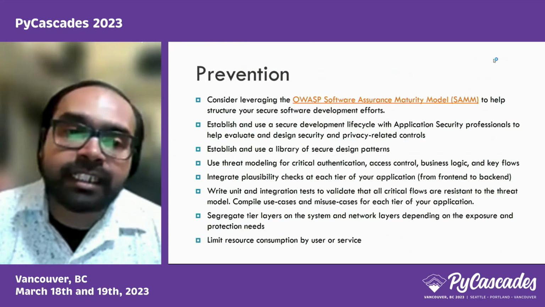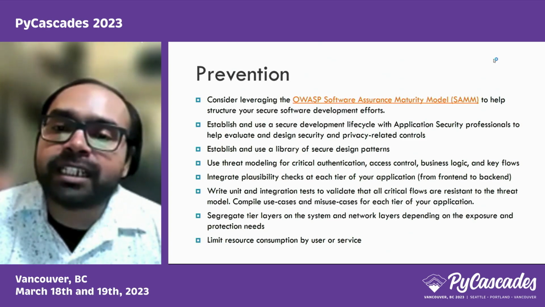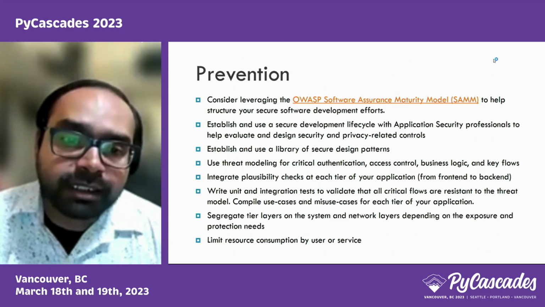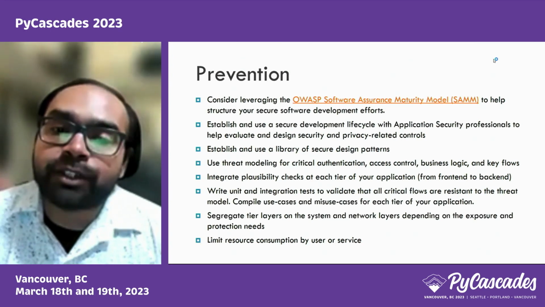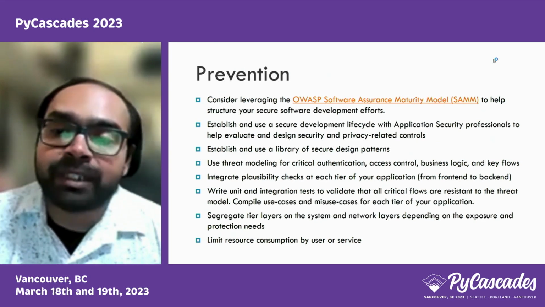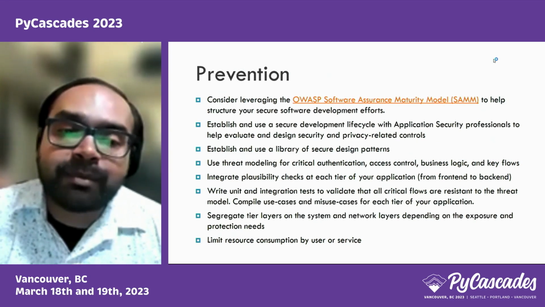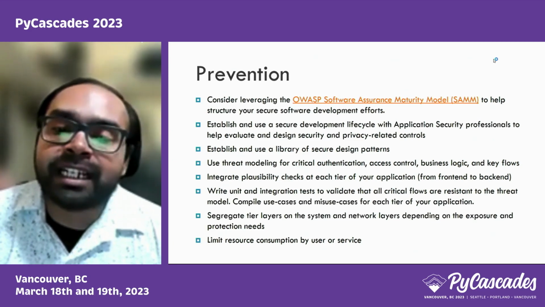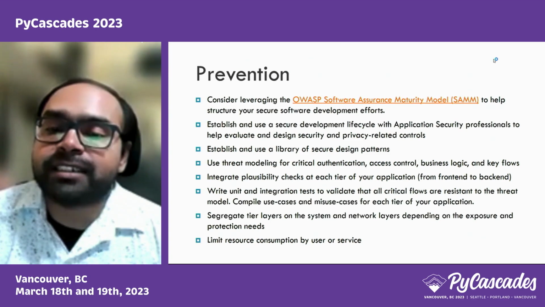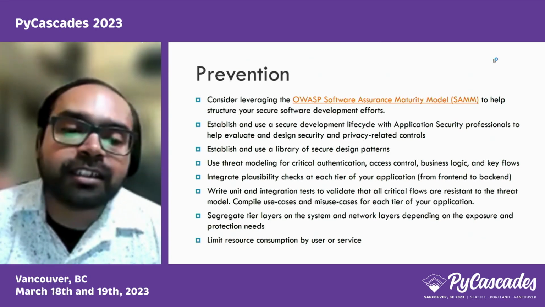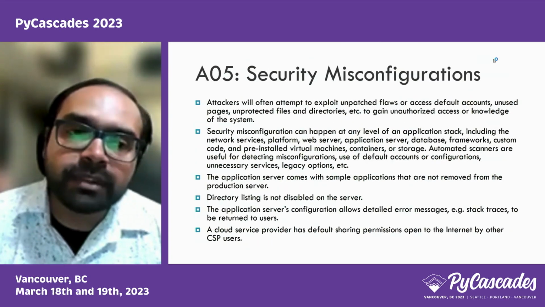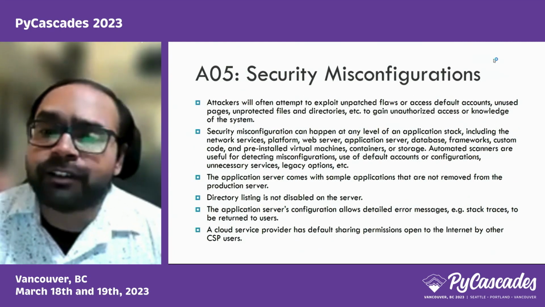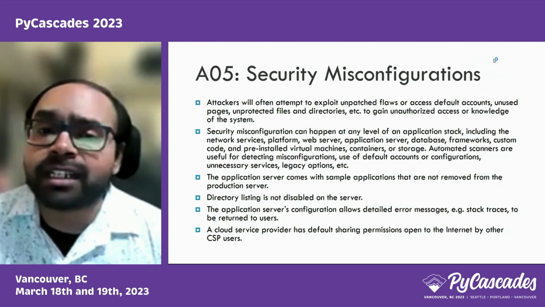To address insecure design, you need to consider the OWASP software assurance maturity model, then establish and use a secure development lifecycle with application security, then establish and use a library of secure design patterns, then write unit and integration tests to validate that all critical flows are resistant to the threat model. Then the fifth one is security misconfiguration. It is again a very, very important parameter here.